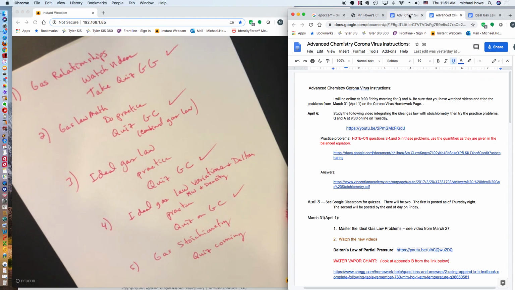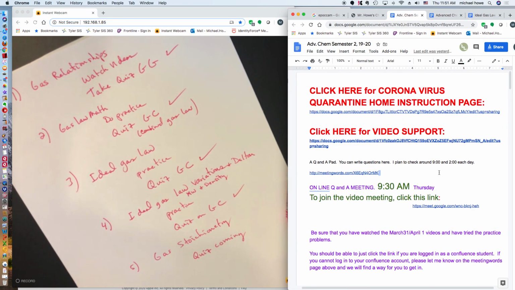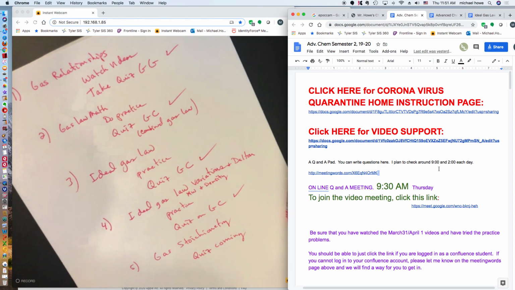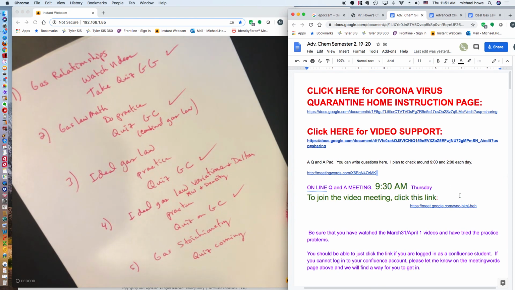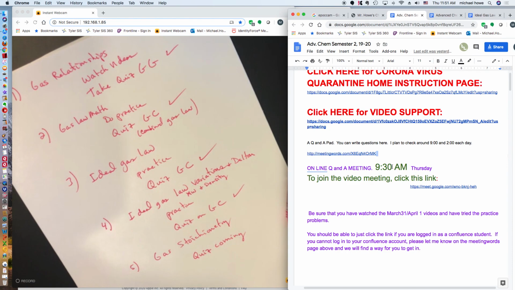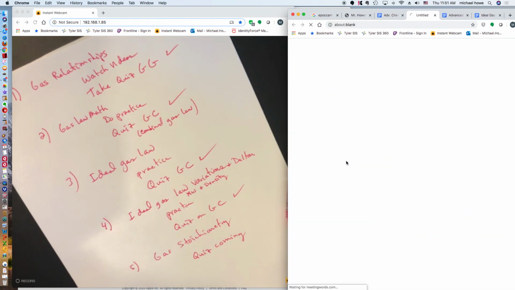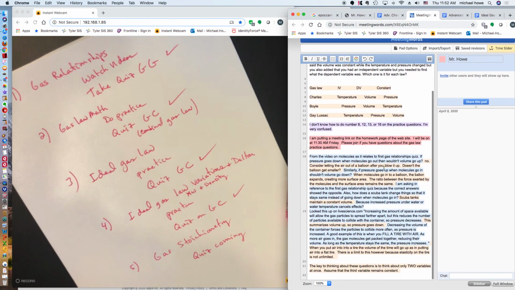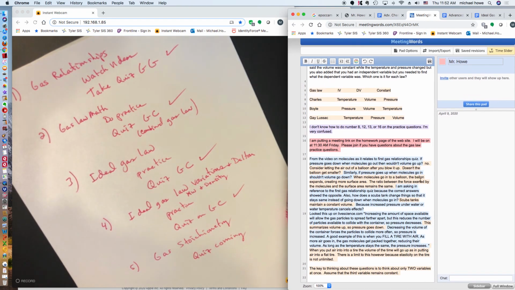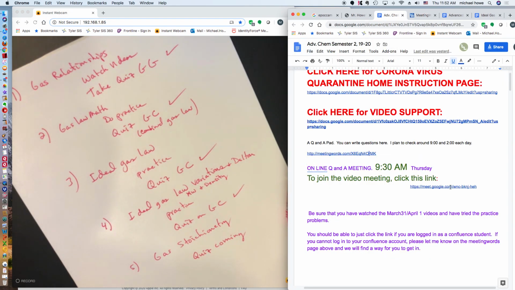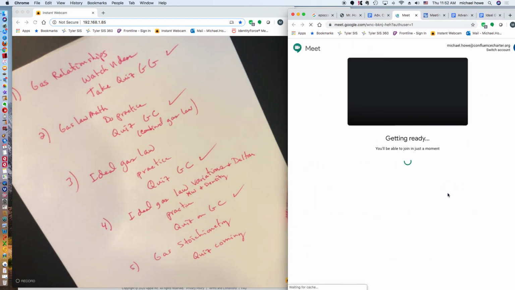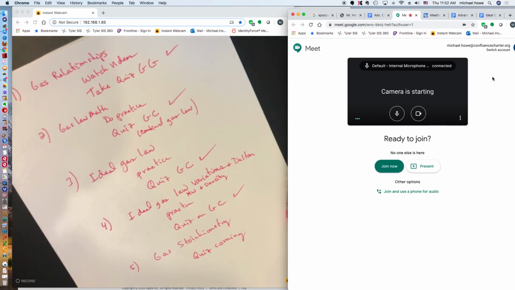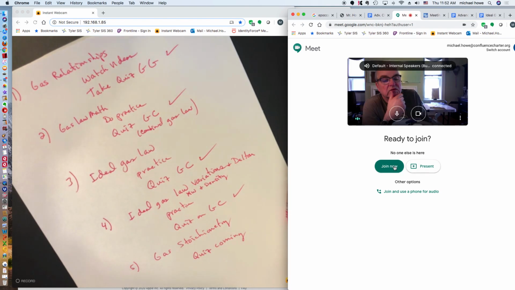Now, I'm trying to post homework on Google Classroom and quizzes too, but the quizzes will definitely be through Google Classroom. If during the time that you're working you have a question, you could put questions on this meeting pad, or this is the link that you click for an online meeting, and we've been holding those at 9:30 in the morning. If you join that meeting, you'll see me sitting here in this room.